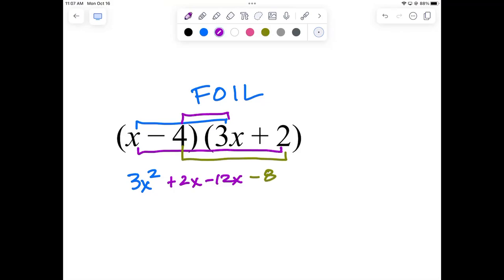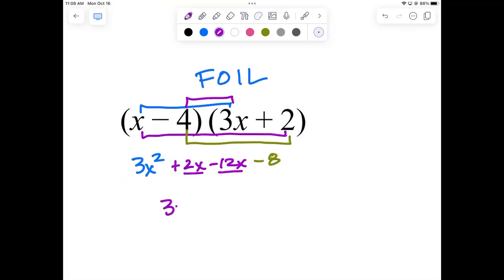Now, whenever you FOIL, you'll always have the inner and outer left to combine. So what does that combine to give you? -10x minus 8. Oh, it is 3x². Sorry, my bad. Yeah, thank you. It's easy to make errors at the end.